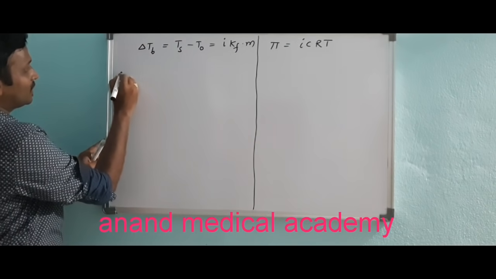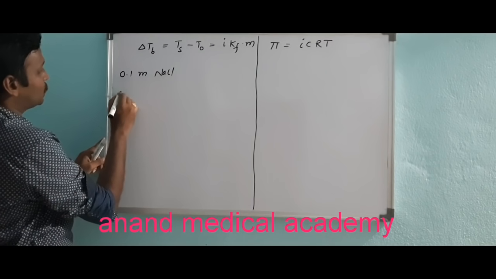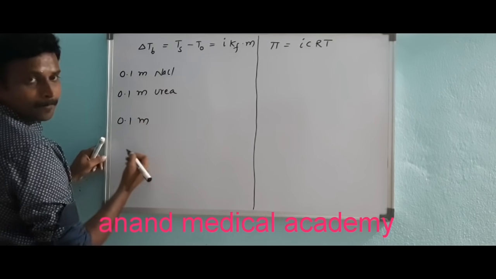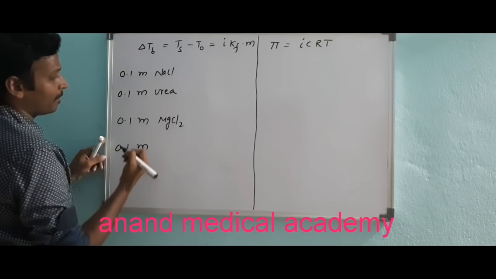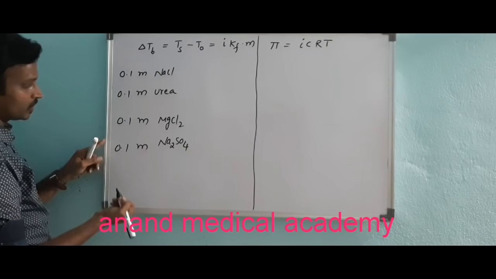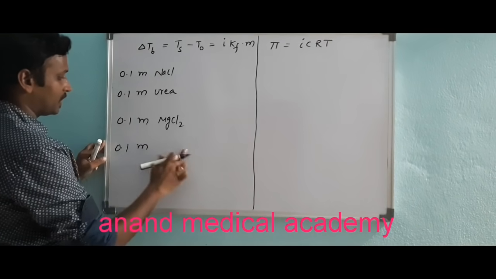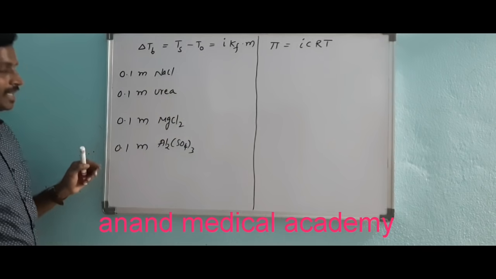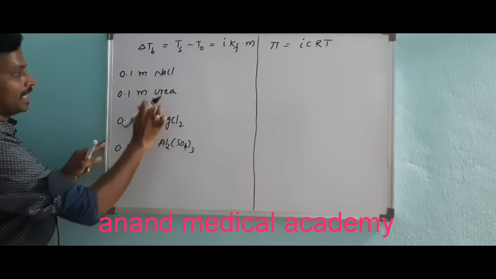Suppose I consider the same concentration: 0.1 m NaCl, 0.1 m urea, 0.1 m magnesium chloride MgCl2, 0.1 m Na2SO4, which gives 3 ions. Okay, I'll give you another example like Al2(SO4)3. Like this, I'm taking different solutions. Here, NaCl solution and urea solution.